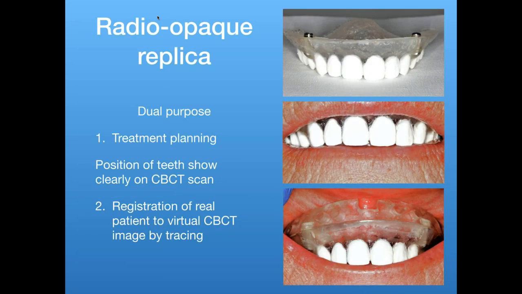The radio-opaque replica has dual purpose. One is for treatment planning. So it's an exact replica of the temporary bridge. And on the CBCT scan, it will show the position of the teeth as they would be with the temporary bridge. We can also use it to register between the real patient to the virtual CBCT scan, and then use it for tracing. So instead of tracing real teeth, as we do with trace and place, we can trace the outline of the radio-opaque teeth once they're fixed to the base frame.